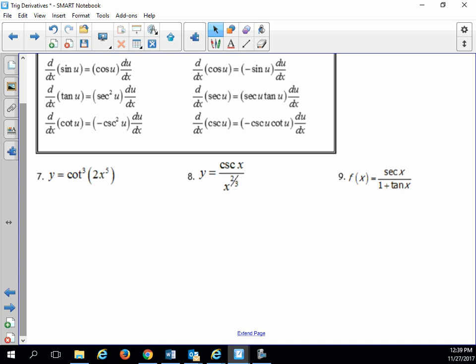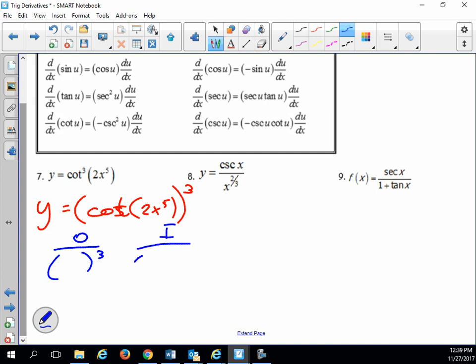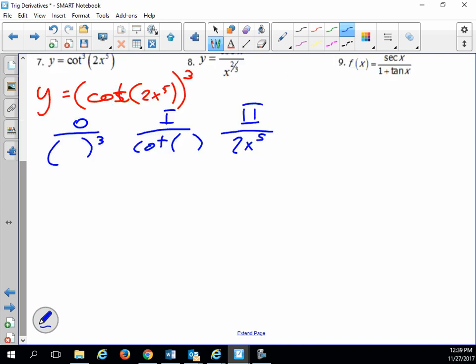Okay, so you've paused, and hopefully you have answers here. So now let's talk. Number 7, y prime. Oop, before I do that, I'm going to rewrite this as cotangent of 2x to the 5th quantity cubed. So you can see that I have an outside of quantity cubed. I have an inside of cotangent. And I have another inside of 2x to the 5th. Chain rule. Double chain rule.